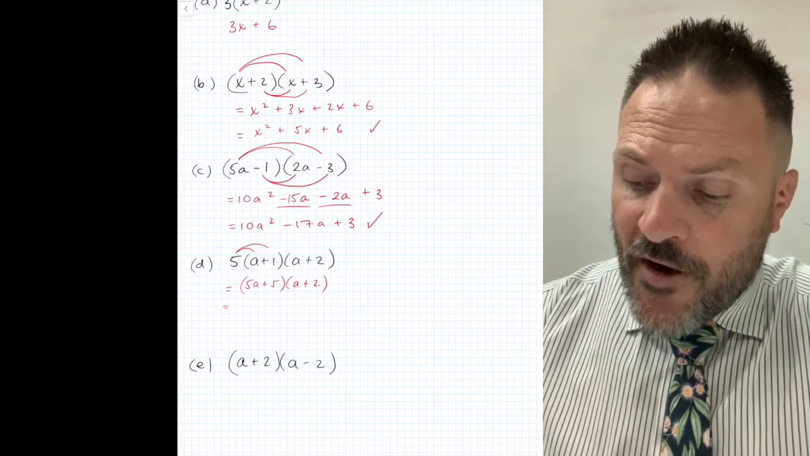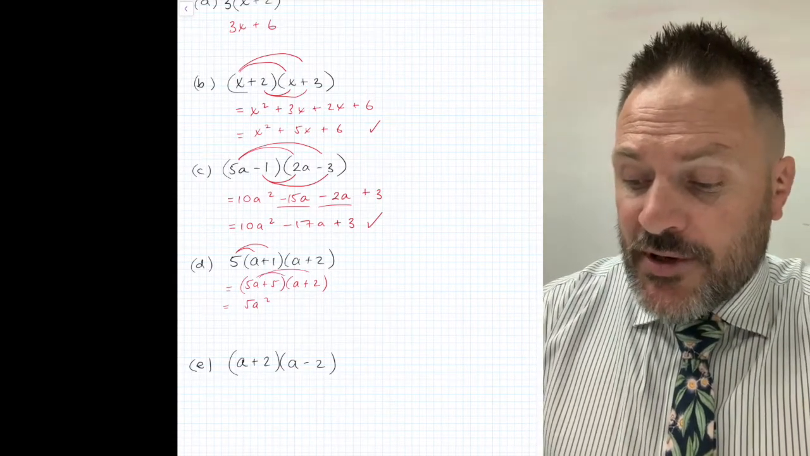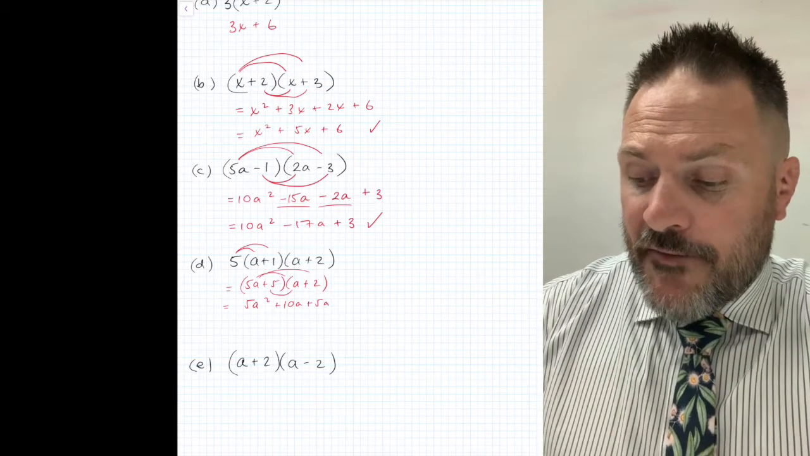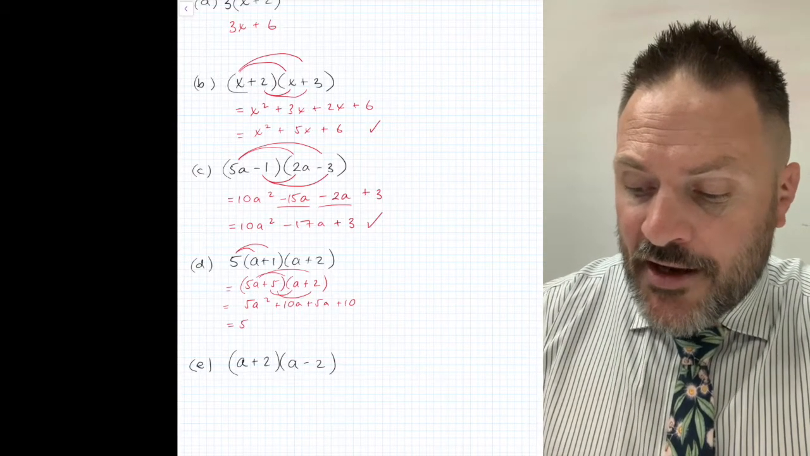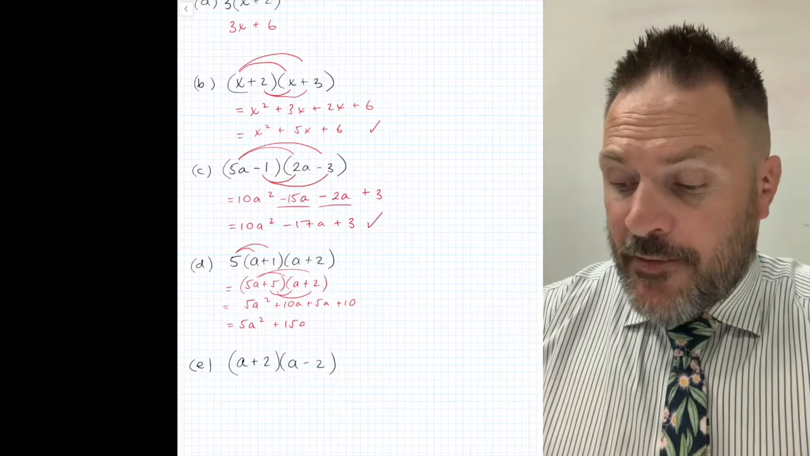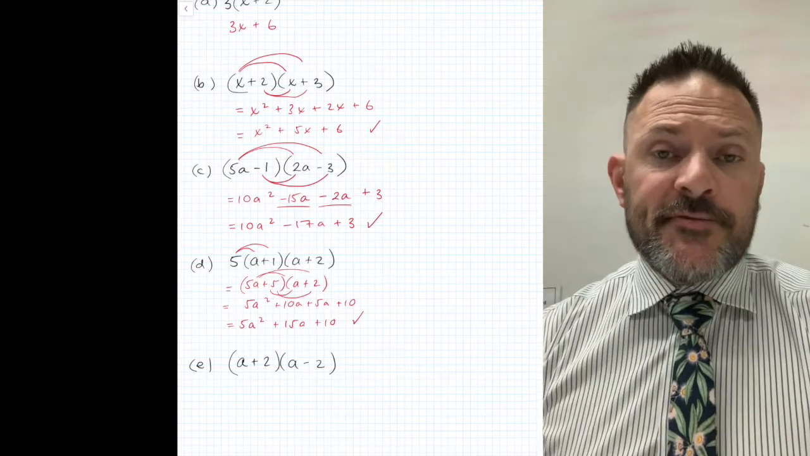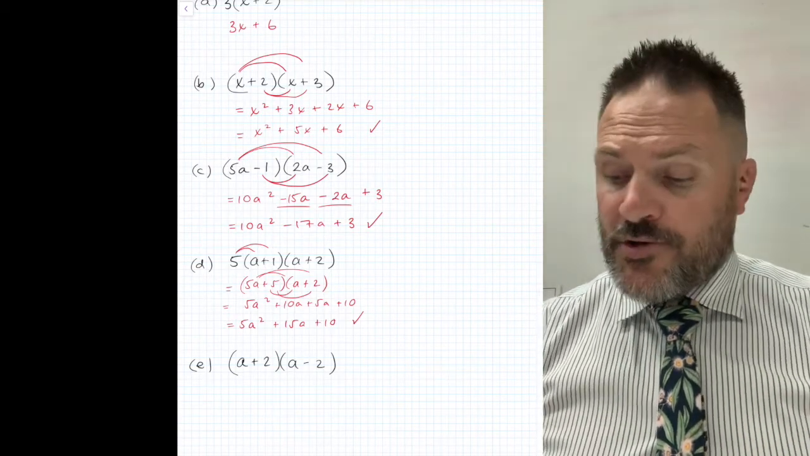But now once I've done that, I'm going to expand them out just like I was doing. 5a times a is 5a squared. 5a times 2 is 10a, where 5 times a is 5a, and 5 times 2 makes 10. I then simplify finally: 5a squared plus 15a, and then plus 10 as my final answer. But you could have expanded the brackets first of all, and then times the 5 through it. Whatever you float your boat, I guess.